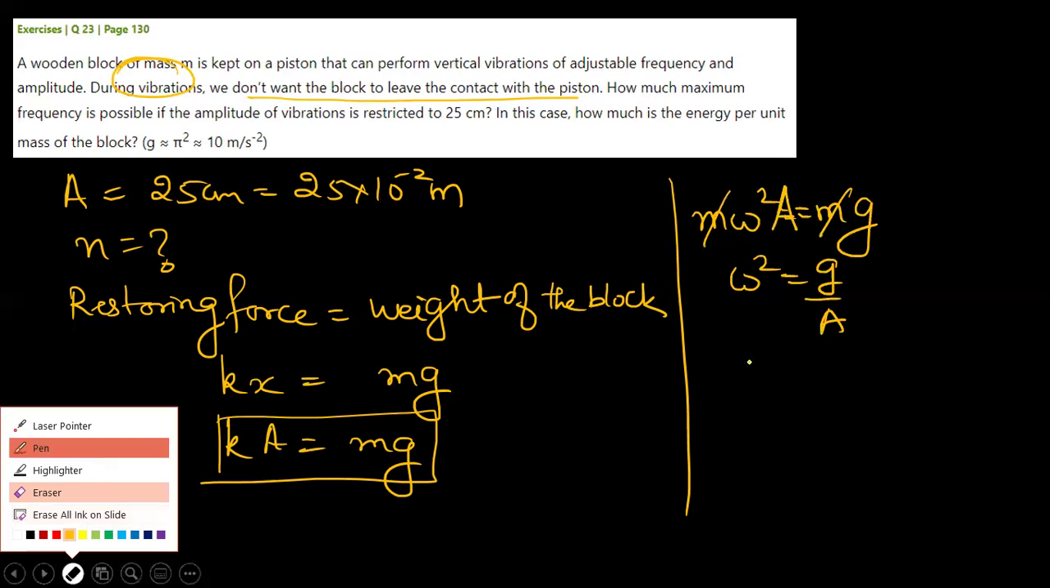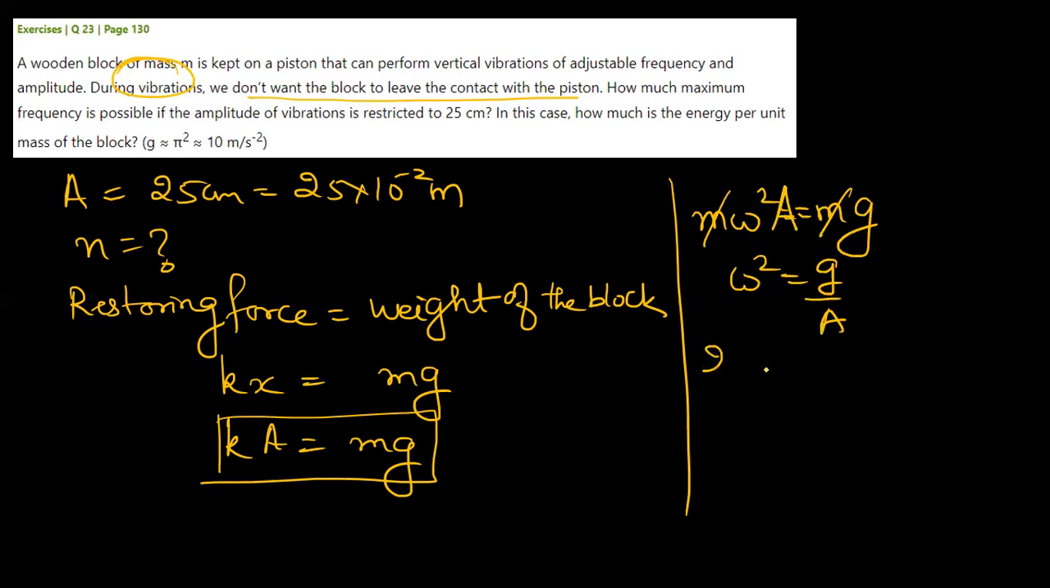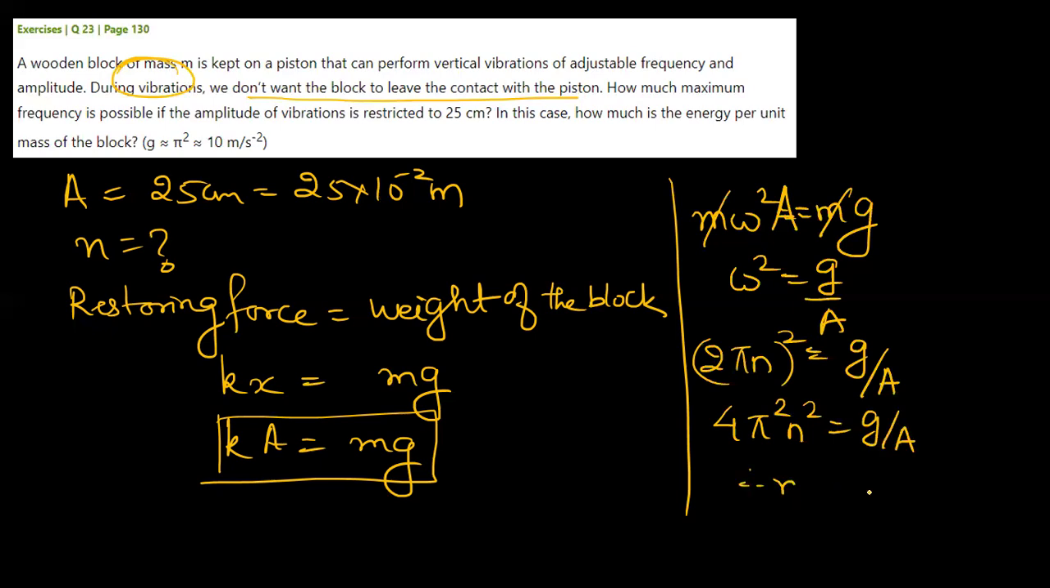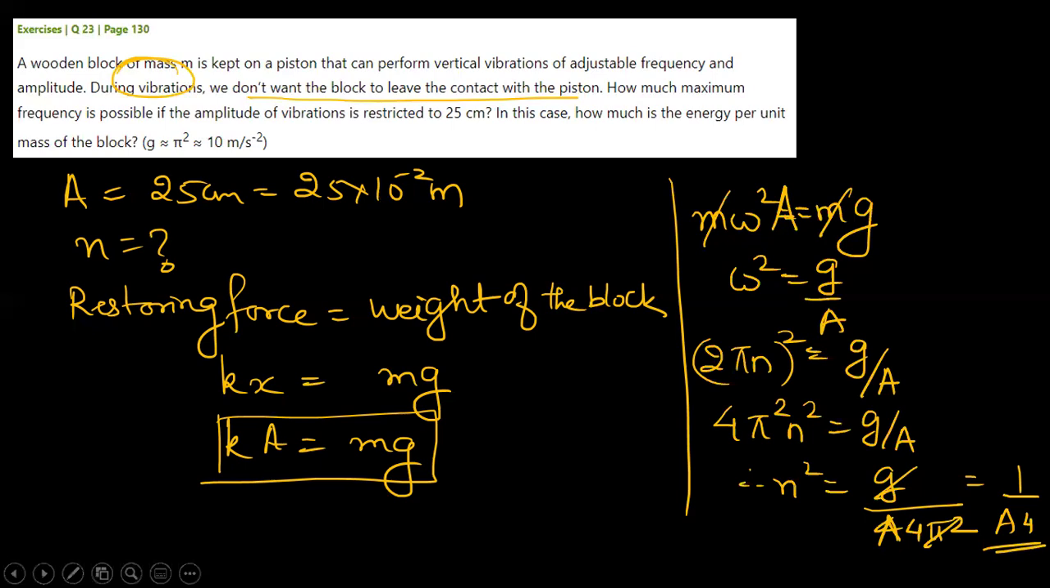So when you put 2 pi n, the whole square equal to g by A, I get 4 pi square n square equal to g by A. Therefore n square will be equal to g upon 4 pi square A. As I told, g and pi square will get cancelled because they are the same. So this is 1 upon 4A. Take the root value, you get the value of frequency.